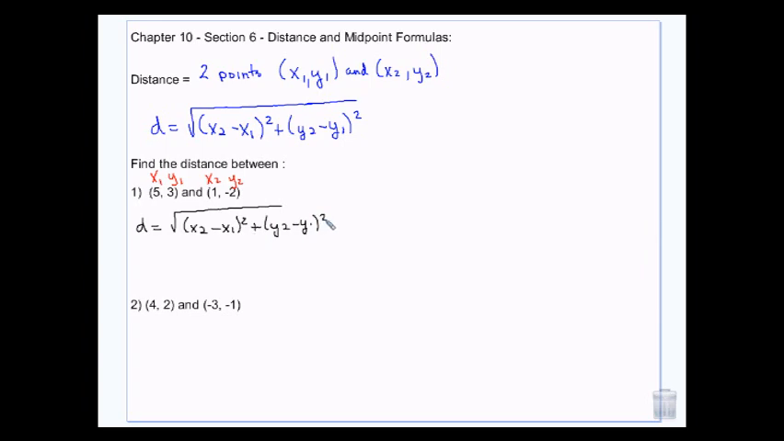So why do you square root it all? Well, first you have to do everything underneath the square root. So first I'm going to plug in, okay, I said x2 was 1 and x1 is 5. And then y2 is negative 2, and y1 is 3. So I plug them in. You forgot the square. Thank you. So I plug those in.